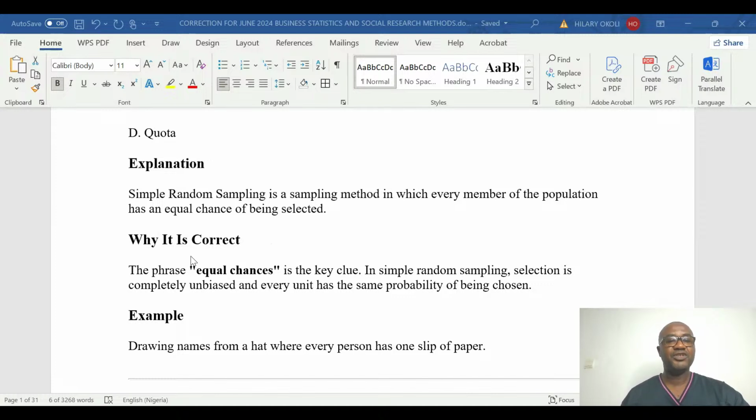So a simple random sample, sorry, simple random sampling is a sampling method in which every member of the population has an equal chance of being selected. Okay.